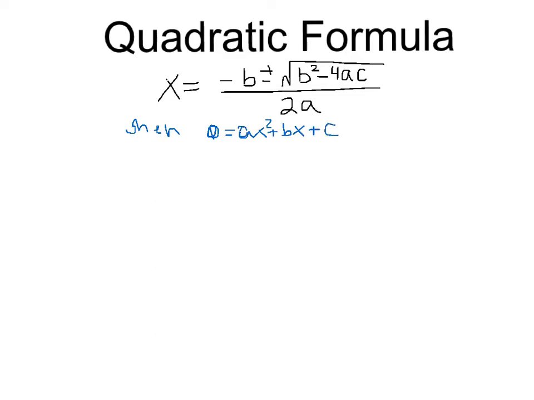Sorry, that looks nothing like an a. There you go. So where a is in front of the x squared, b is in front of your x, and c is the constant that's out there by itself.